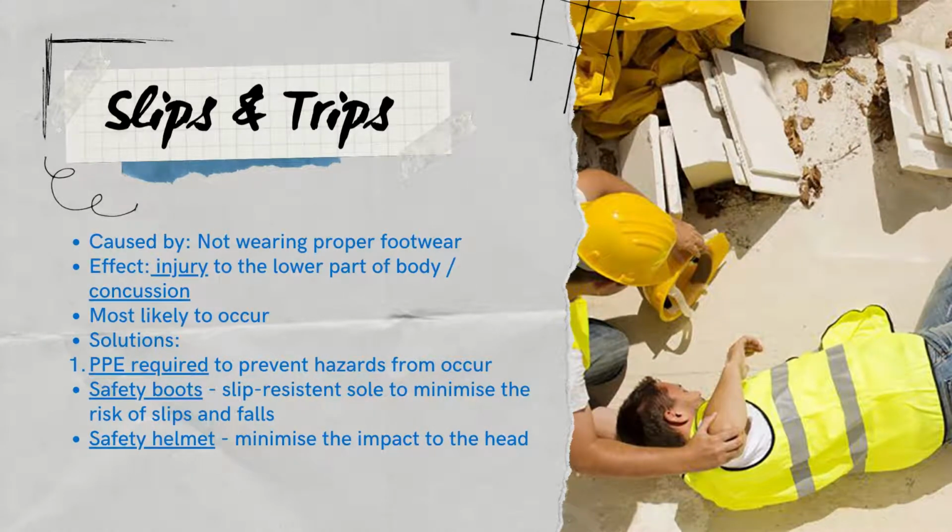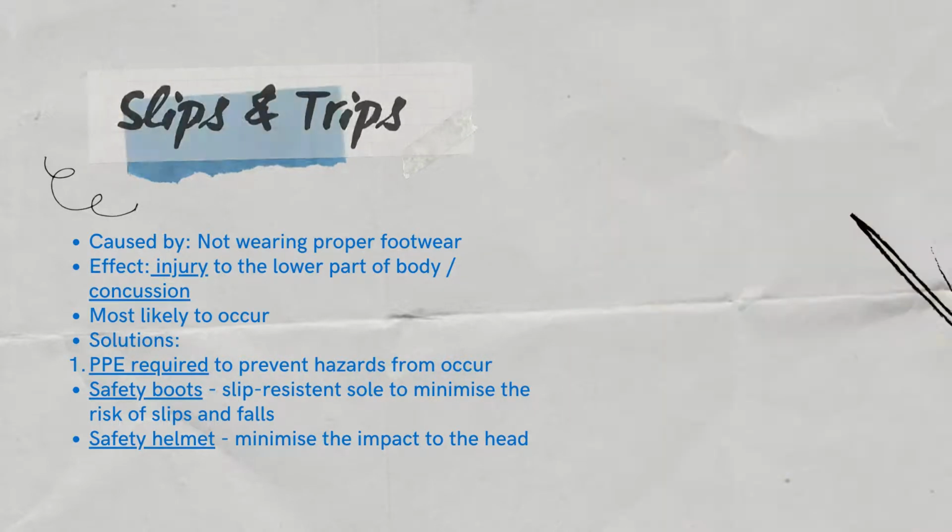For the second hazard, we have slips and trips that are caused by not wearing proper footwear. It may cause injury to the lower part of the body or concussion, and is most likely to occur. The solution is the PPE required to prevent the hazard from occurring. Safety boots with slip-resistant soles to minimize the risk of slips and falls. Safety helmet to minimize the impact on the head.